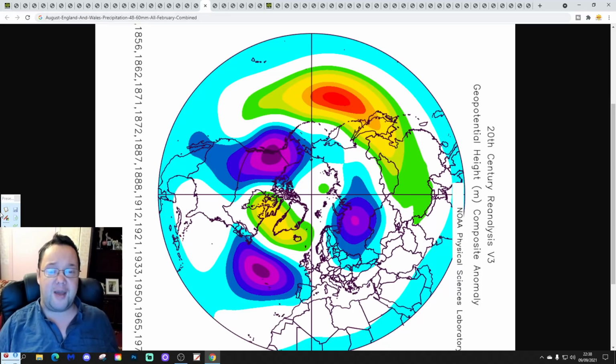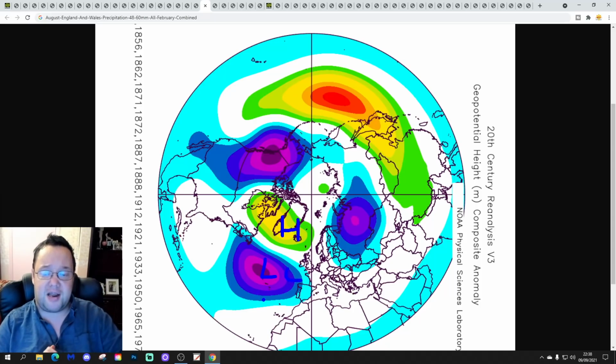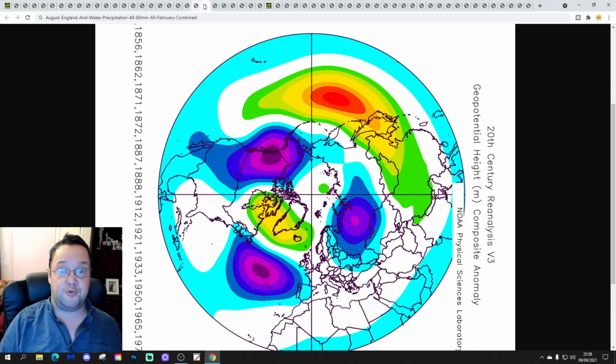And then this is how all Februaries combined are looking following that August England Wales precipitation range. Again, sort of high pressure around Greenland, Iceland, but much weaker compared to January, with low pressure to the south. It looks like I've got a negative NAO going on there, so there could be some colder potential for the Februaries as well.